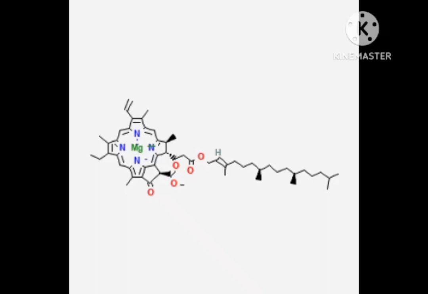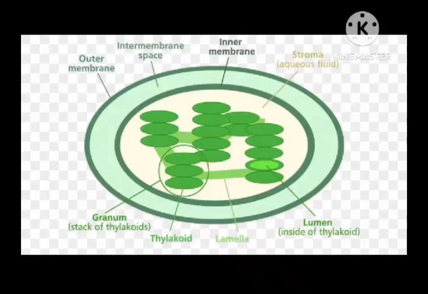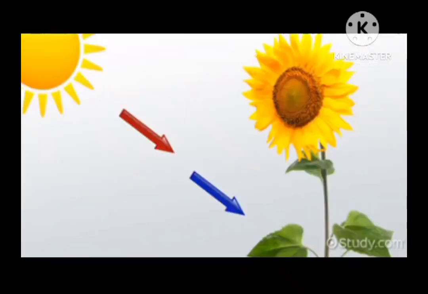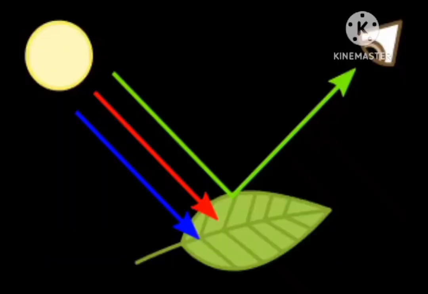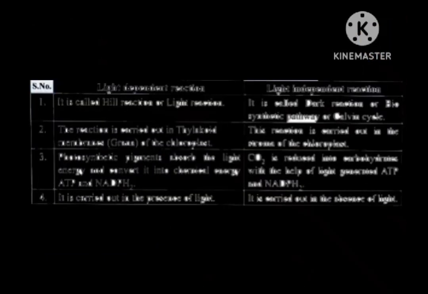Next, describe the structure of chlorophyll. The chlorophyll molecule consists of a central magnesium atom surrounded by a nitrogen-containing structure called a porphyrin ring, which is attached to a long carbon-hydrogen side chain, known as a phytyl chain.